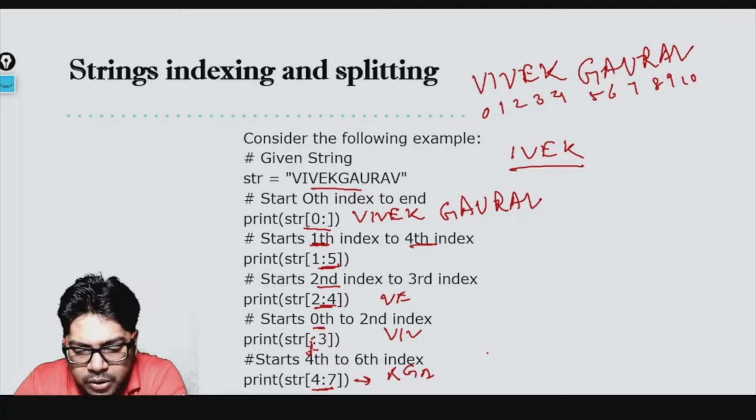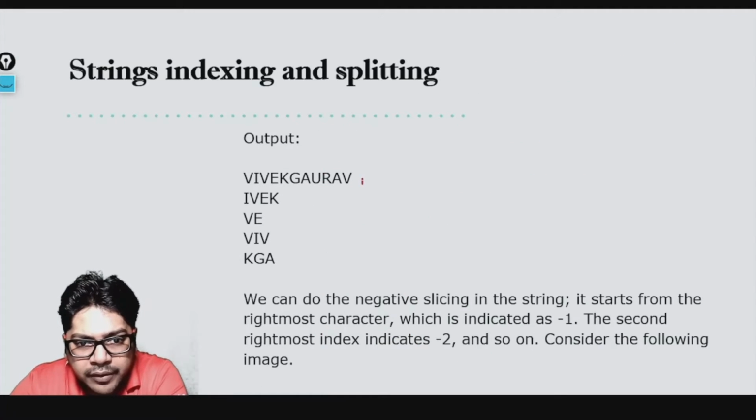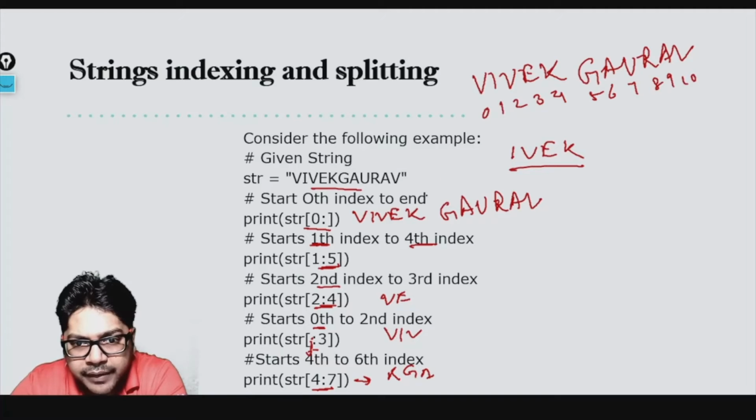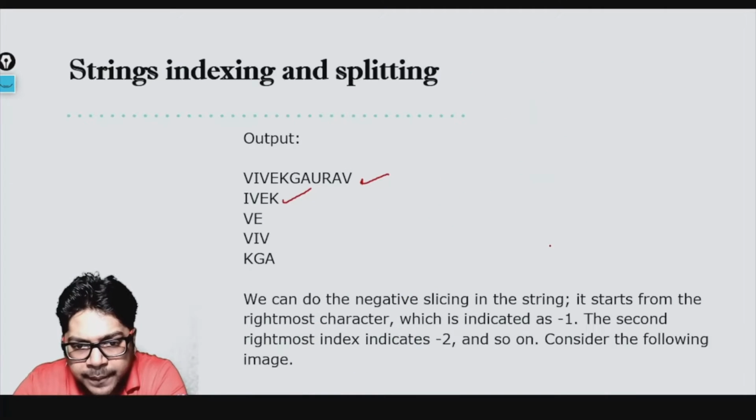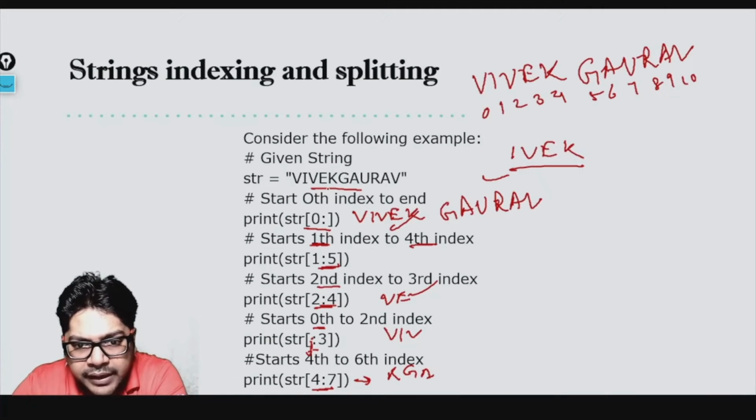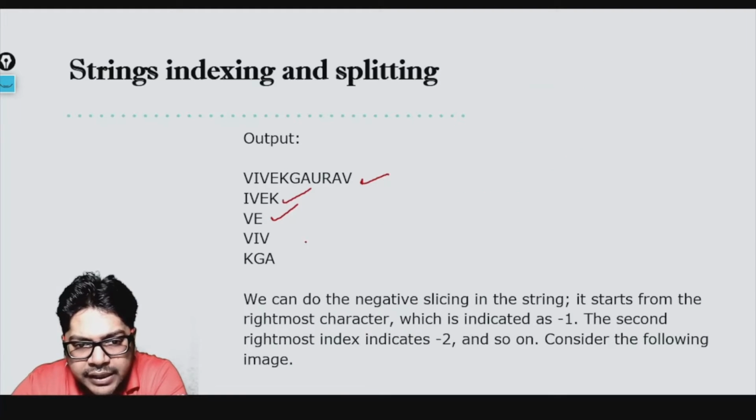Okay, this is the output I'll get. And here you see Vivek Gaurav IVEK. Let us match it. Vivek Gaurav IVEK, then VE, then VIV, and then KGA. Right? So we can do the negative slicing also.